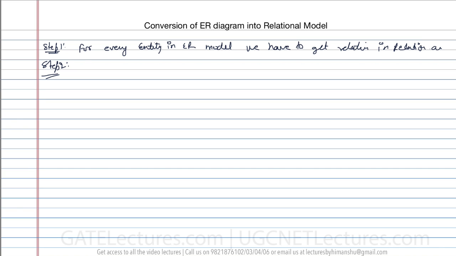When we have multi-valued attributes, we do not include them in the table of that entity. We create a separate table for the multi-valued attribute which contains a primary key. And if we have some n-ary relationship, then we create tables for those n-ary relationships also. So this is it for this. Let us look at the next topic now.